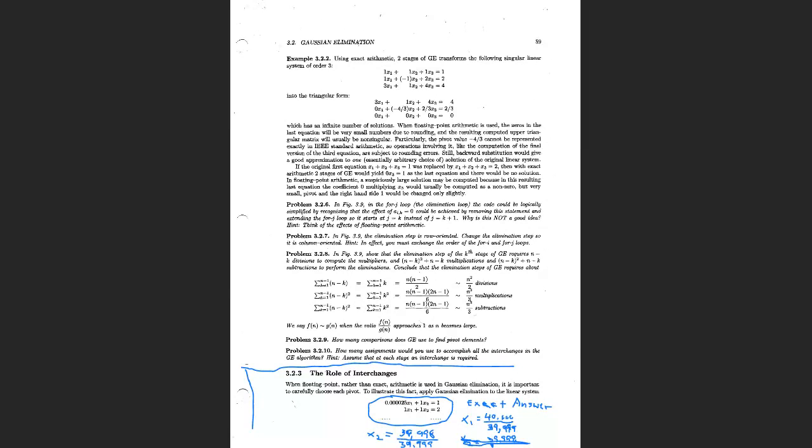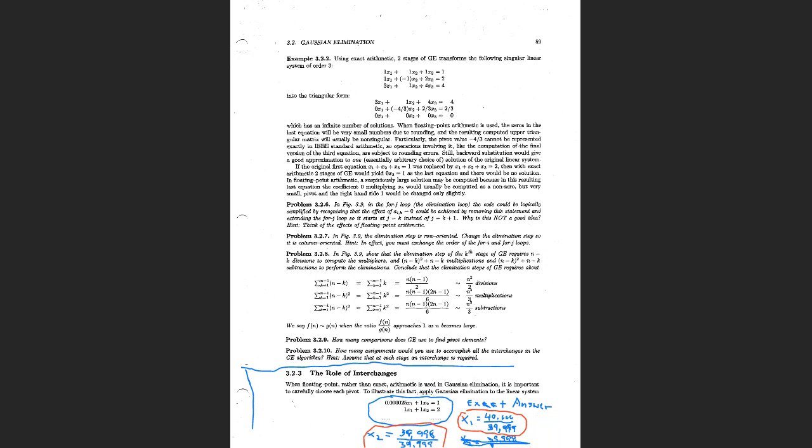So if you were to do row operations like you do in your homework, okay, you would find that the exact answer is x1 equals 40,000 divided by 39,999, and x2 will equal 39,998 divided by 39,999. Okay, so basically x1 and x2 are almost equal to 1, 1. Okay, for the solution, almost.